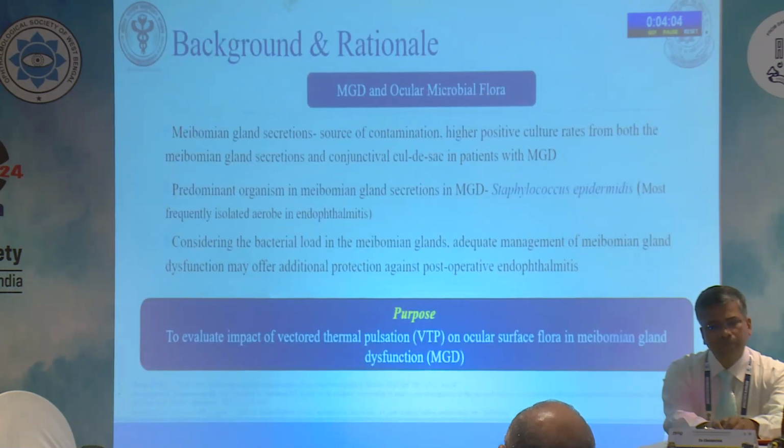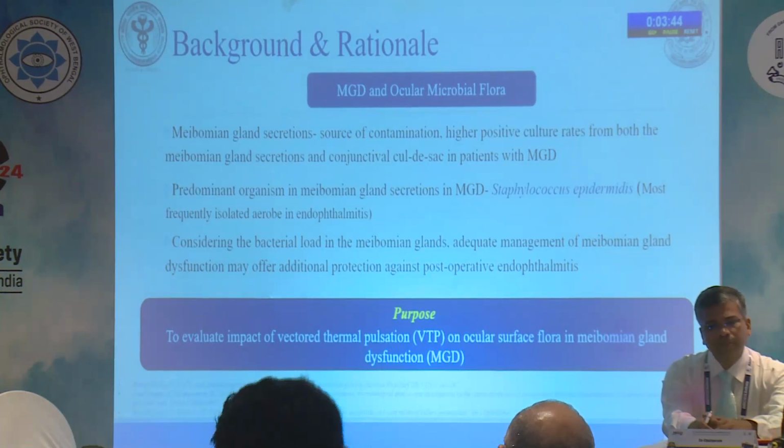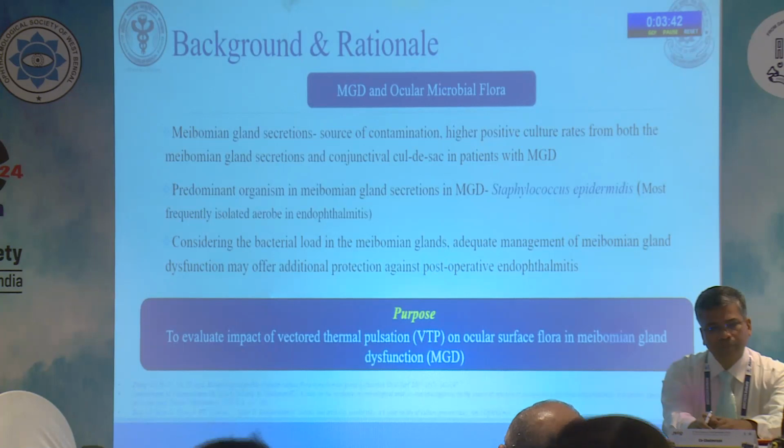So, why is treatment of MGD important? Apart from optimizing the ocular surface, meibomian gland secretions are also a source of contamination, with higher positive culture rates from both meibomian gland secretions and conjunctival cul-de-sac in patients with MGD. Staph epidermidis is the most frequently isolated organism, which is also associated with endophthalmitis. So our purpose was to evaluate the impact of vector thermal pulsation treatment on ocular surface flora in meibomian gland dysfunction.